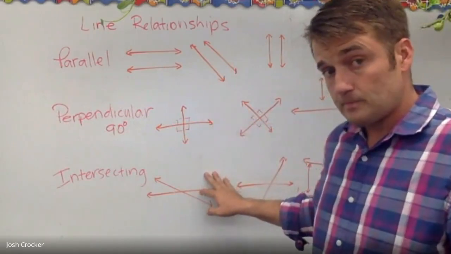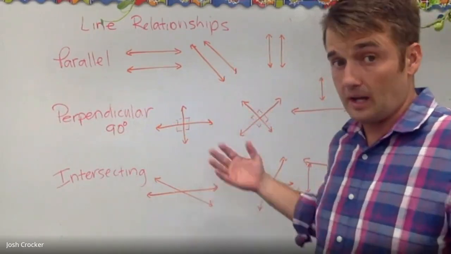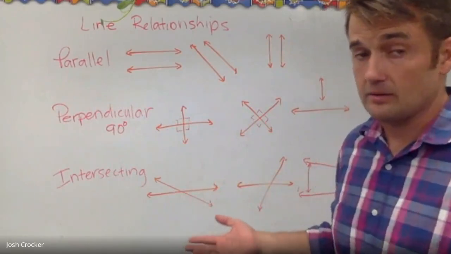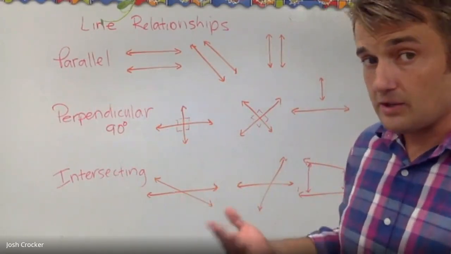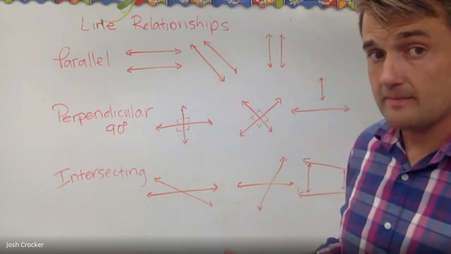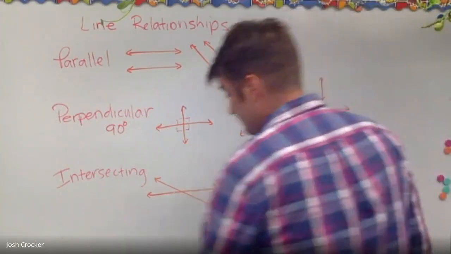Intersecting, okay, they cross, but they don't make a 90-degree angle. It might be an acute angle, it might be an obtuse angle. They cross.